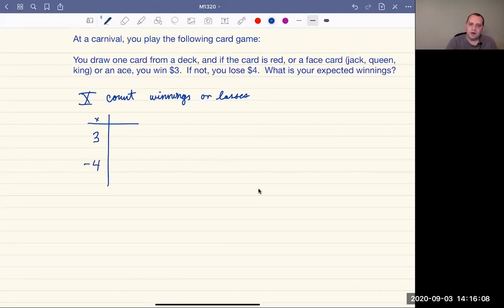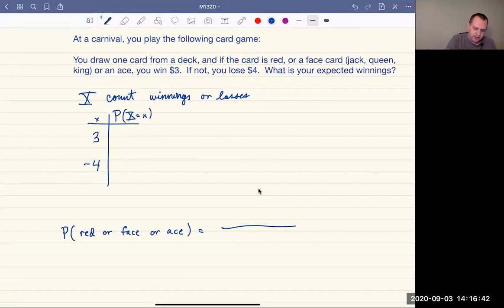What we need to figure out is the probability that we win versus the probability that we lose. Let's calculate first the probability that we select a red card or a face card or an ace. I think the easiest way to do this, rather than thinking about complements and inclusion-exclusion, is to just count. How many cards are there that are red or face cards or aces? We just have to make sure that we're not double counting.